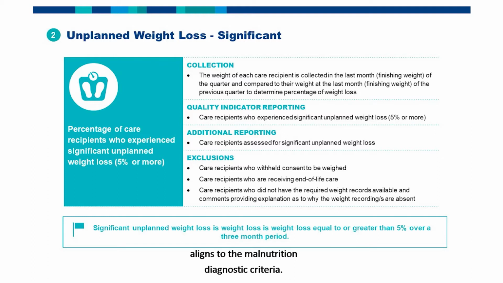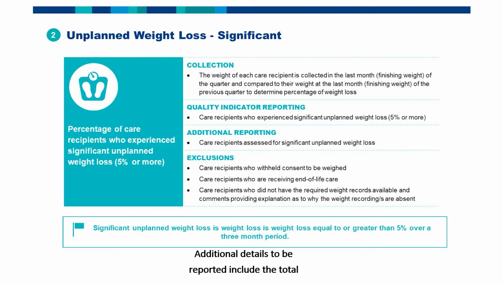criteria. From 1 July, providers will report the percentage of care recipients who experience significant unplanned weight loss, 5% or more. Data collection for significant unplanned weight loss will involve collecting the weight of each care recipient in the last month of the quarter and comparing it to the weight at the last month of the previous quarter to determine the percentage of weight loss. Weight loss taken at the end of the quarter is known as the finishing weight.